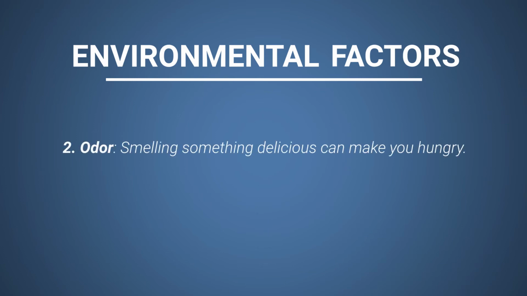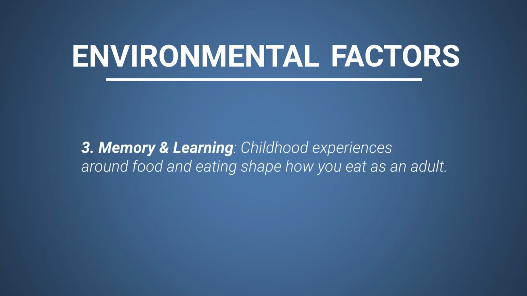The second environmental factor is odor. For example, when you smell something delicious, your pancreas may actually secrete insulin, which lowers your blood sugar level and makes you hungry. The final environmental factor is memory and learning.